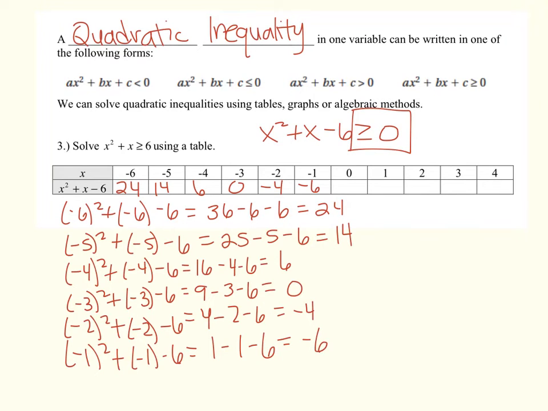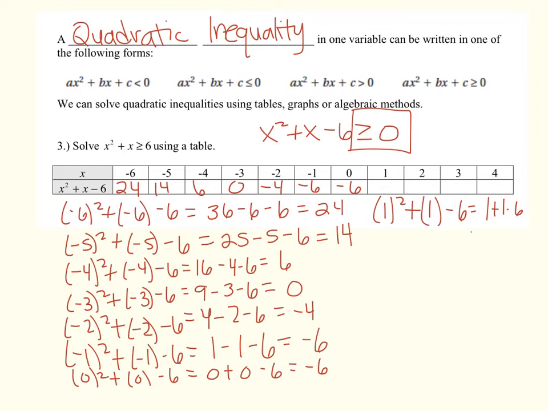So still below 0. Plug in 0. Get 0 plus 0 minus 6. So again, we're still below 0, and we start to see that your vertex would be at negative 1/2. Plug in 1. Get 1 plus 1 minus 6, which would be negative 4. So we're starting to climb back up.